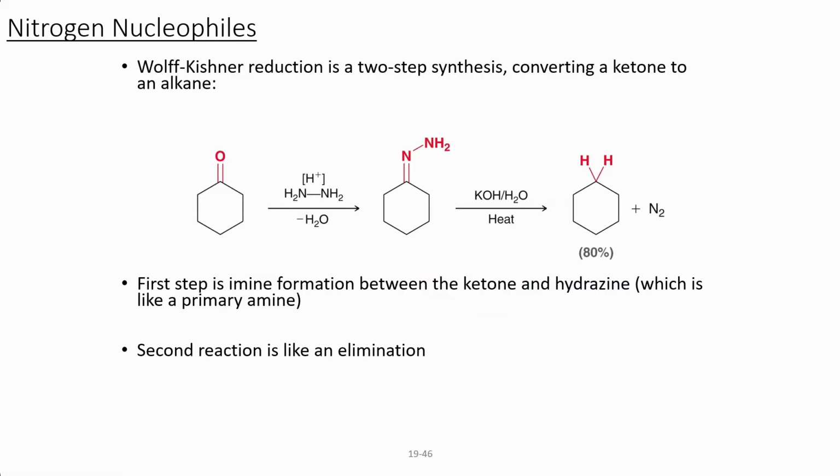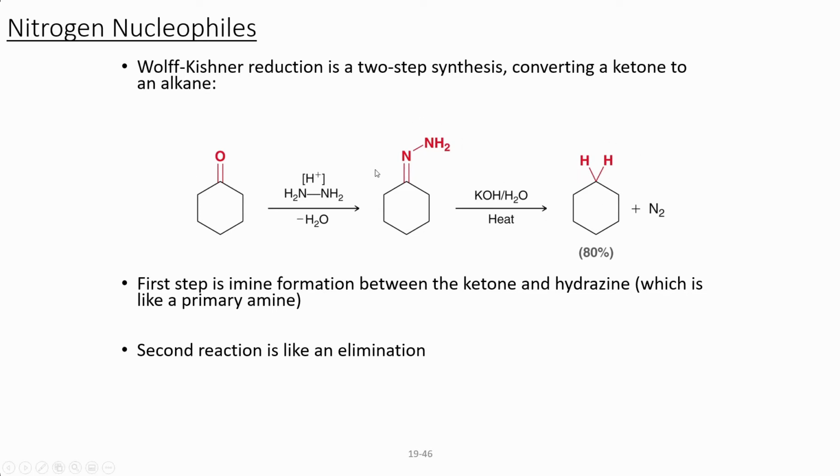The next reaction that we're going to look at, which undergoes a similar mechanism for the first stage of the last two, is the Wolff-Kishner reduction. In a Wolff-Kishner reduction, we are going to learn a reaction where we can take a ketone and convert it all the way to the alkane.